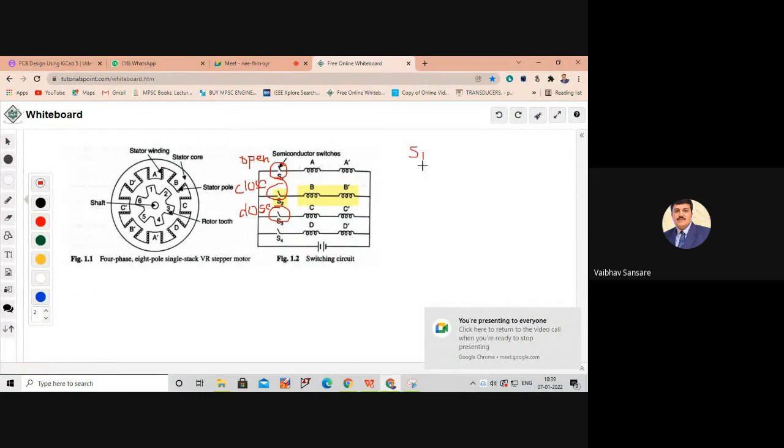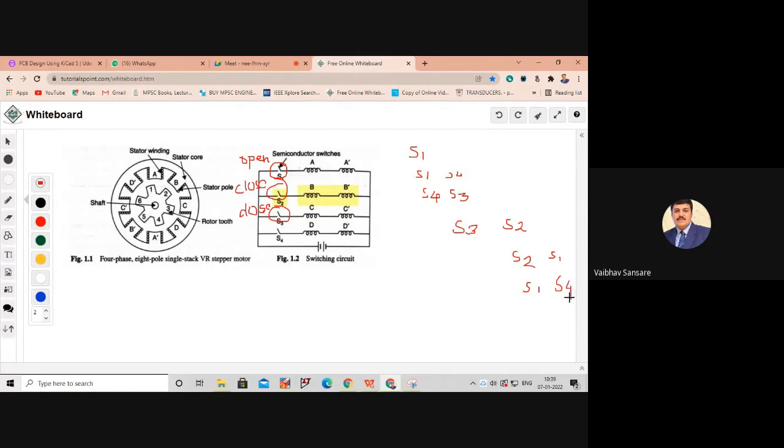Initially S1 is on, next S1, S4. After that, we open S1 and close S3, so next is S4, S3. Then open S4, close S2, so the next mode is S3, S2. After that, open S3, close S1, so the next mode is S2, S1. Again, the next mode is S1, S4.